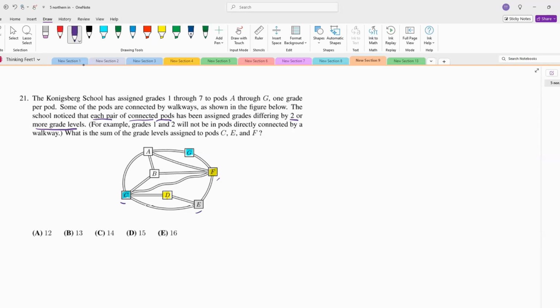Right? Which means C and F have to be either 1 or 7. So one of them has to be 1, the other one has to be 7, right? Because that is the only way, if you consider the edge numbers, where you're connected to 5 pods and not to one of them. So pause the video and think if that makes sense.